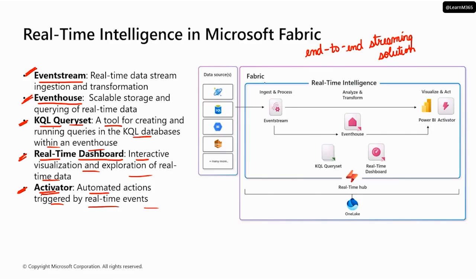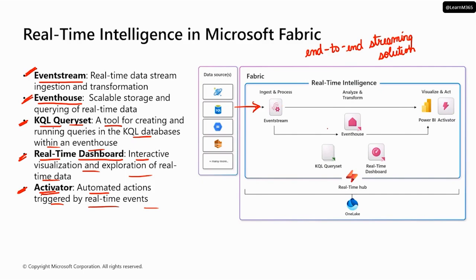And if we have a look at this particular diagram also, we have an ingestion layer. This is the event stream, which is collecting all the data from the connected sources. All the data are coming from this connected source into the event stream. Event stream is collecting all those data.